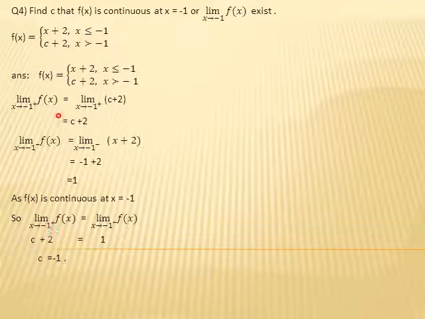So what is the value of this thing? c plus 2 we can get from here, and 1 we can get from here. Now we can easily find c, because plus 2 goes to that side, so it should be 1 minus 2, minus 1. There is some error. This is c is equal to minus 1. Okay, c is equal to minus 1. I hope you learned this question.